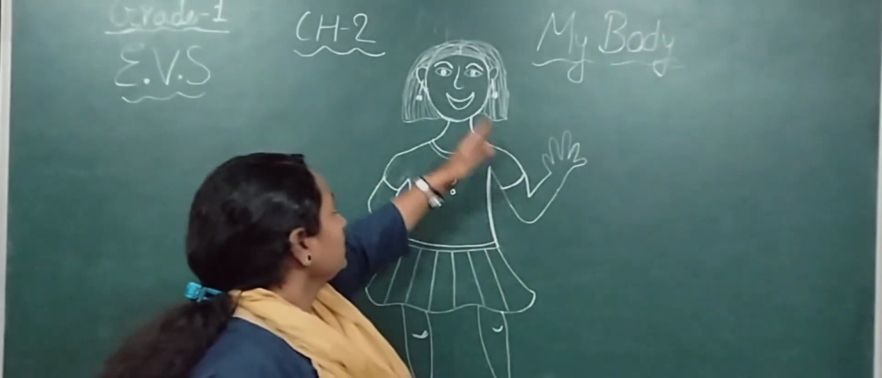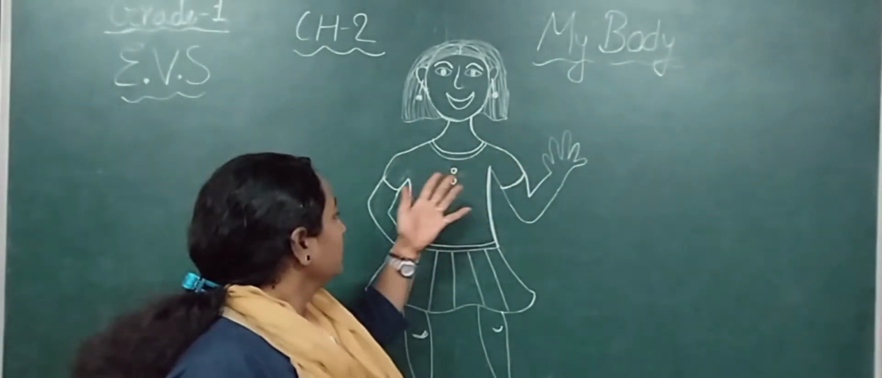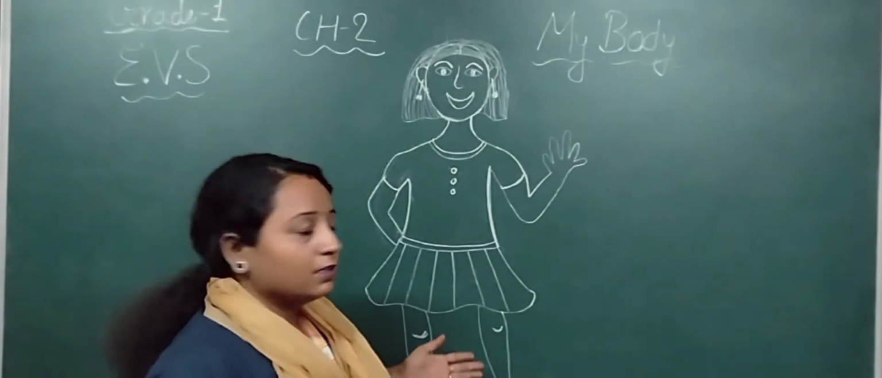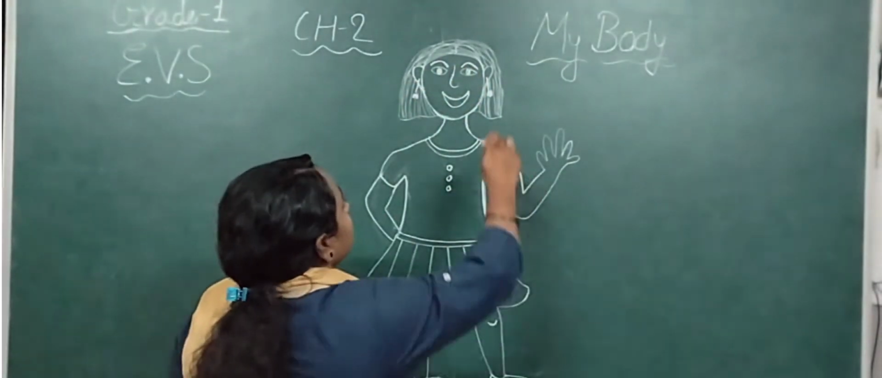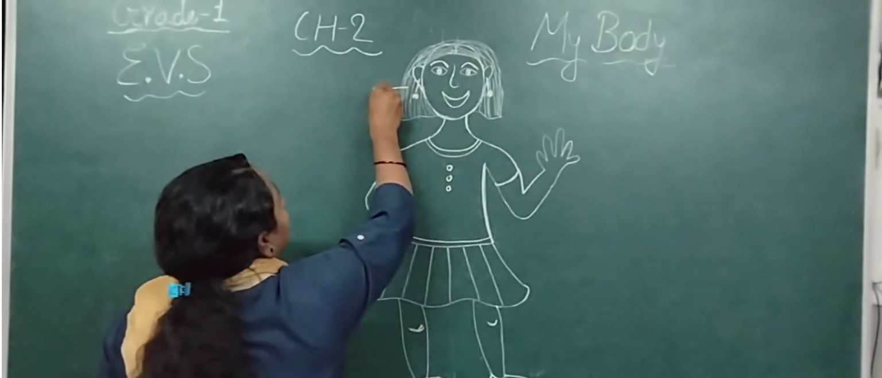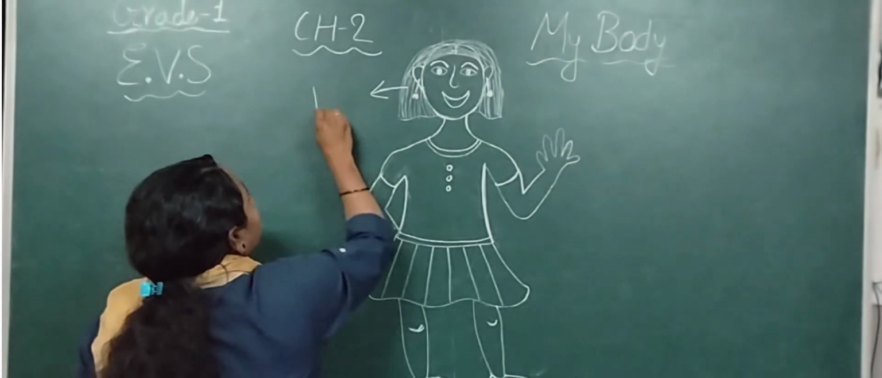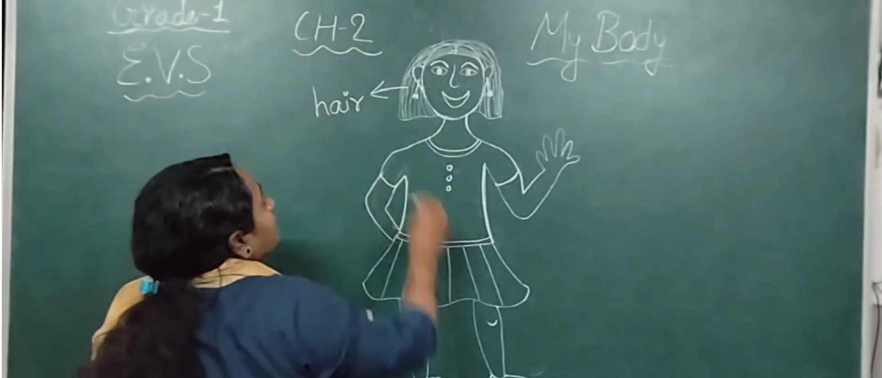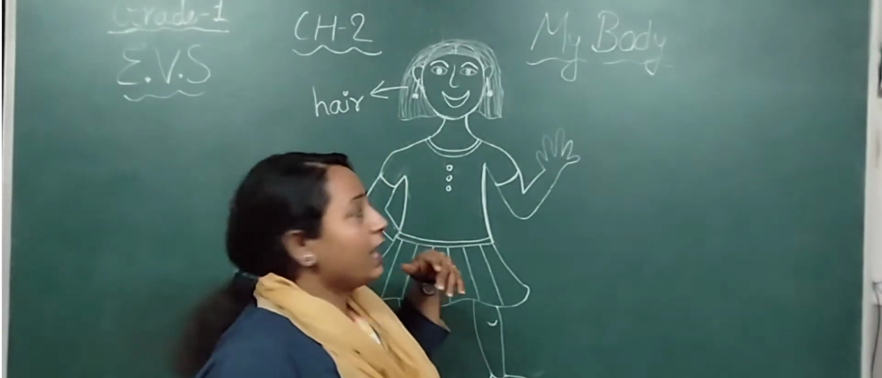Here you can see face, hand, stomach, legs. Now hair. What is this? This is called hair. H-A-I-R. Hair. Okay? Hair means baal.